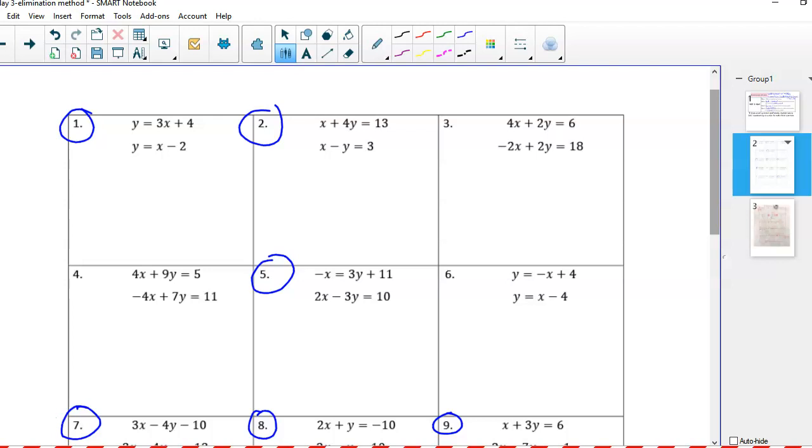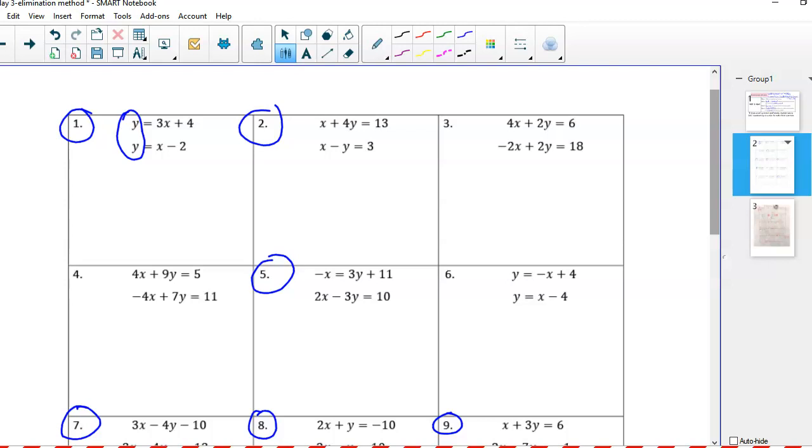For number 1, we're looking for, do one of these variables have the same coefficient? Remember, coefficient is the number in front of your variable. Neither of them do? Yes, the y does. If one of them has the same coefficient, and that could be the same exact number, 1 and 1, or 1 and negative 1, either one, then we can eliminate them.